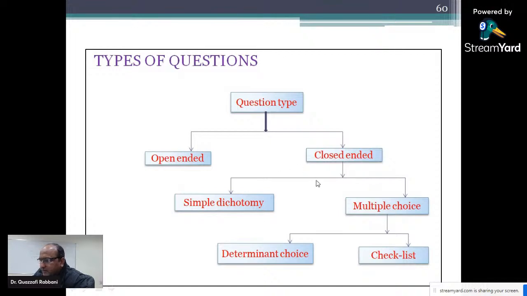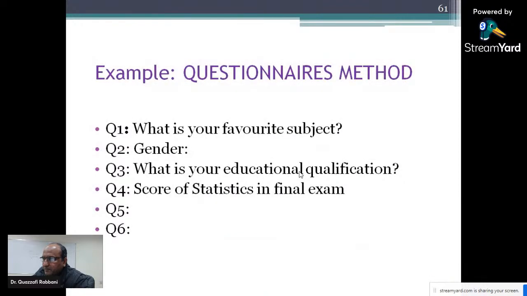So these are the different procedures of making the questionnaire. For example, in the questionnaire method, you can prepare questions like this: what is your favorite subject, gender, what is your education. These are the set of questions which is included in the questionnaire.